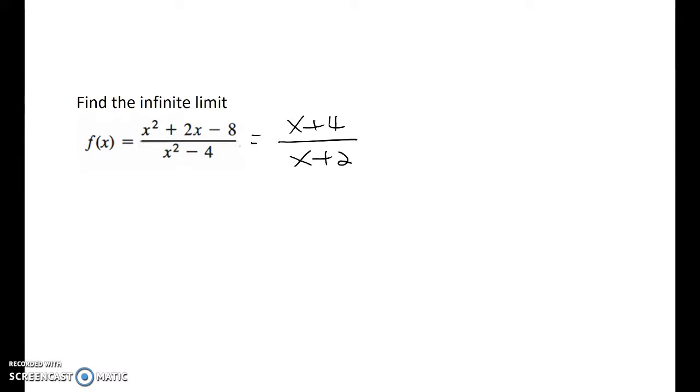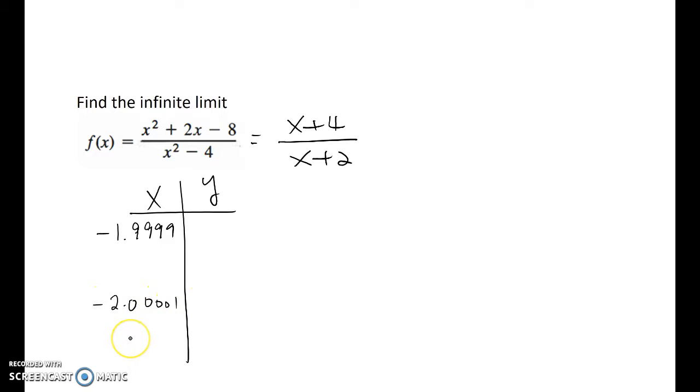Now, if you test a value very close to negative 2, using several values here, maybe negative 1.9999 on the right side, and on the left side maybe negative 2.0001. If you plug in even closer values, like negative 1.999999 and negative 2.000001, and then negative 1.9999999, you will get an even bigger result in magnitude.